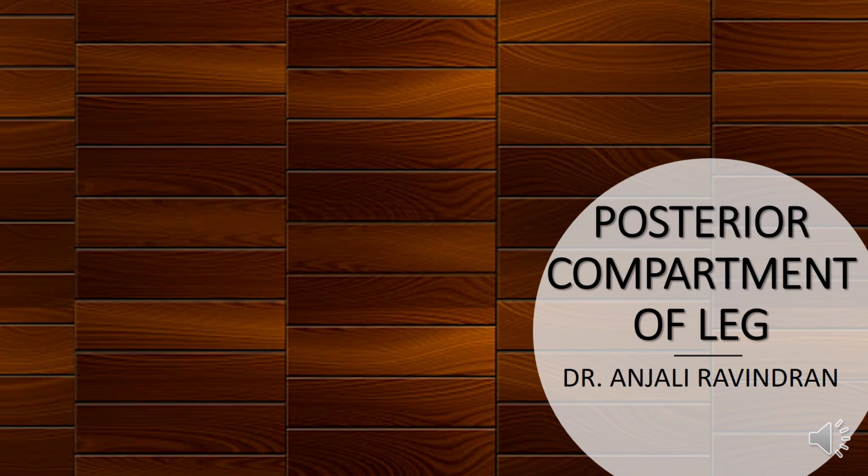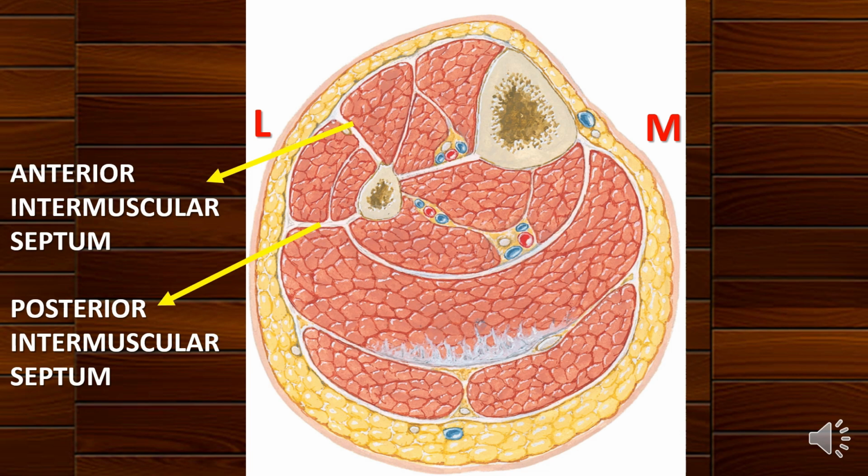Good morning. Today we are going to study about the posterior compartment of leg. This is the cross section of the leg. You can see the two bones. This bone is the tibia and this bone is the fibula, and this is the interosseous membrane between the two bones. So this is the medial aspect and this is the lateral aspect.